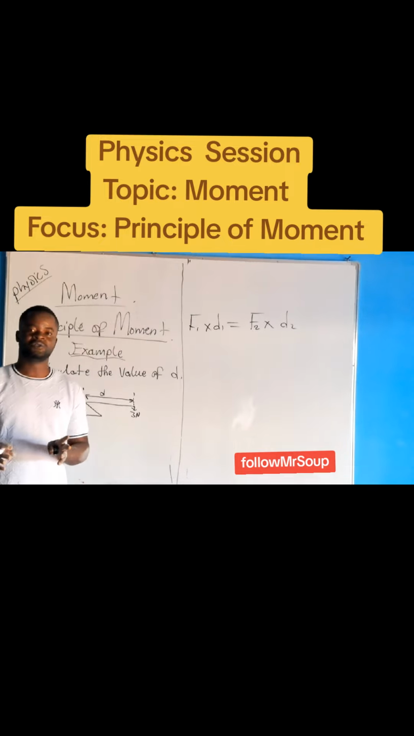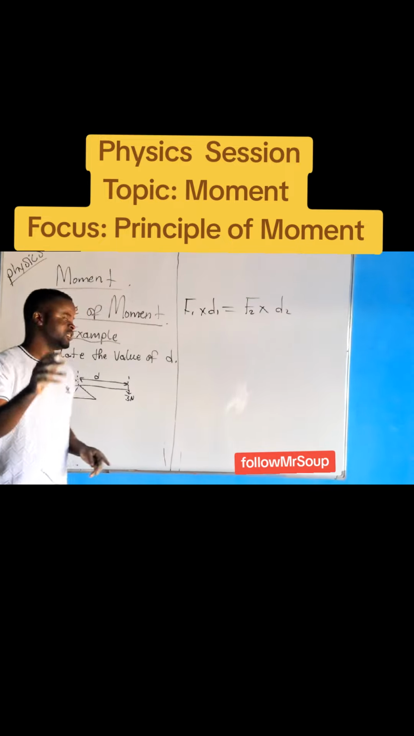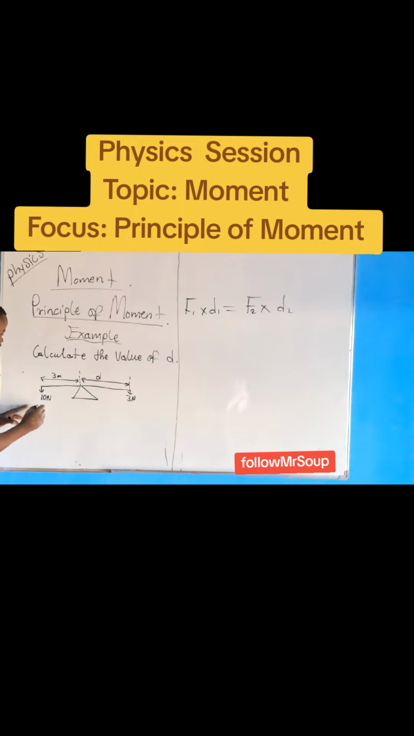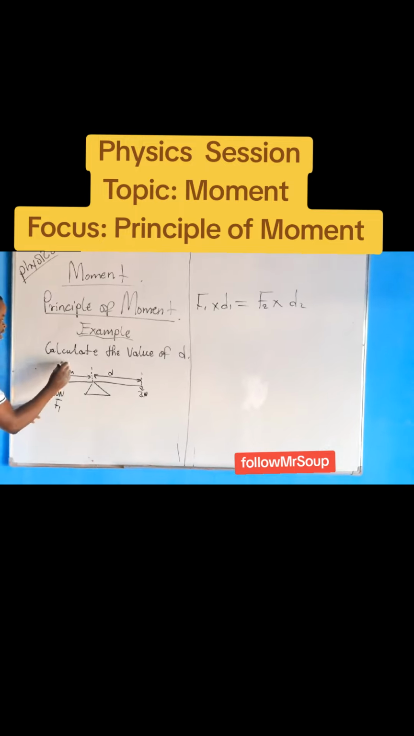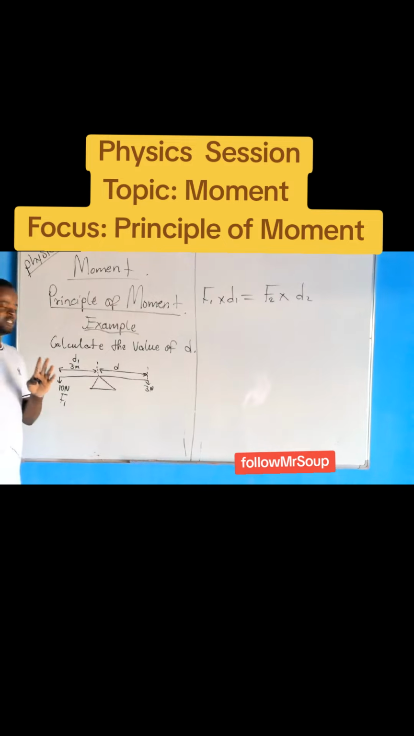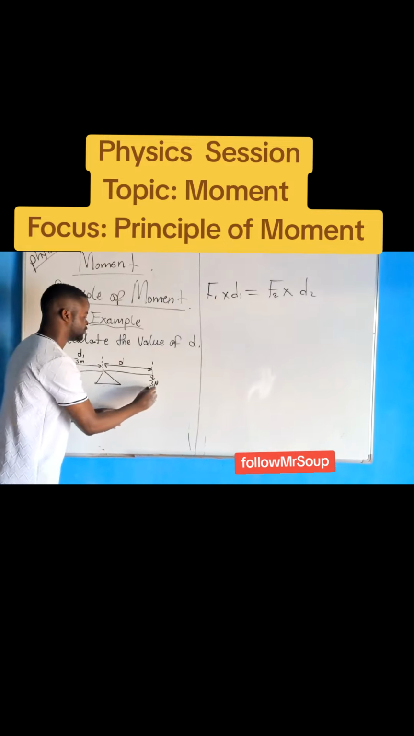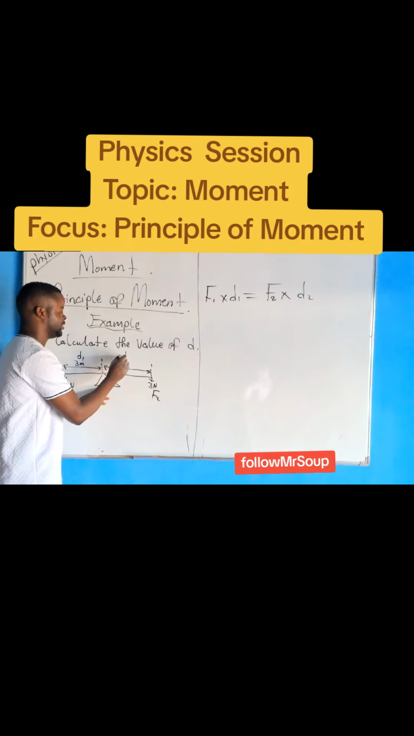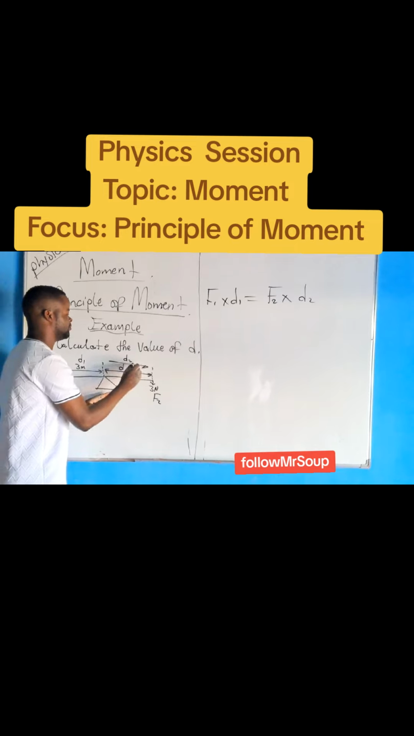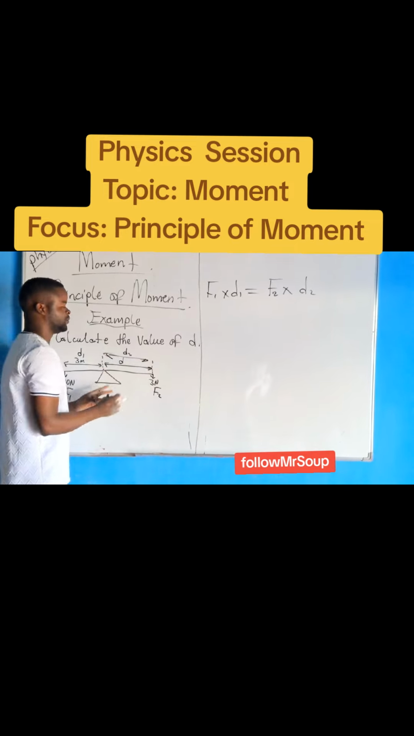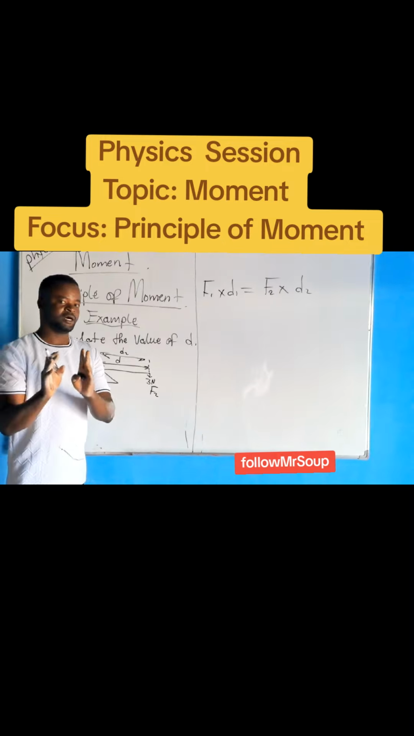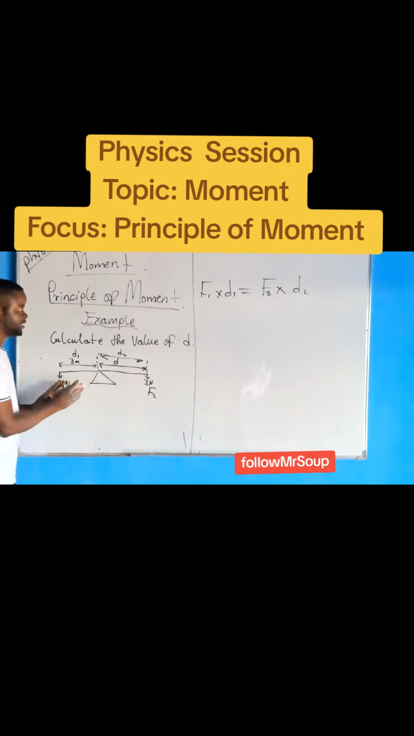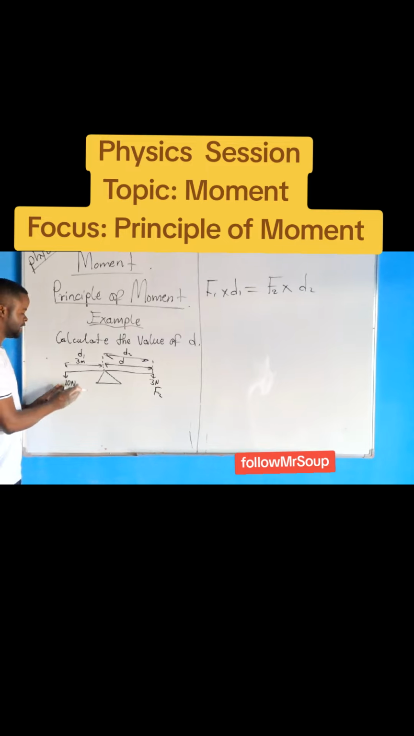So now, what we are going to do is integrate the numericals here. We are going to say this is force 1, and this definitely will be distance 1. And if this is force 2, definitely the distance we are looking for must be called distance 2, from this point up to this point.